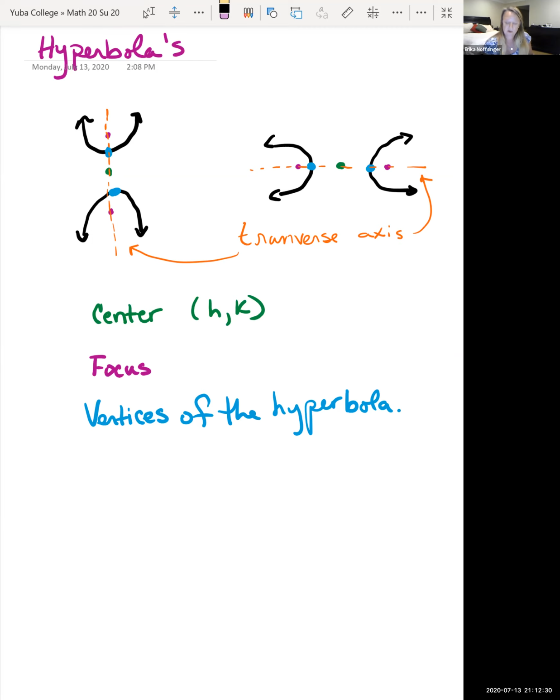So really, we're thinking, is our transverse axis parallel to the x-axis or y-axis when we're determining which equation we're using? We also have what is the minor axis, but let's talk about that in a minute.